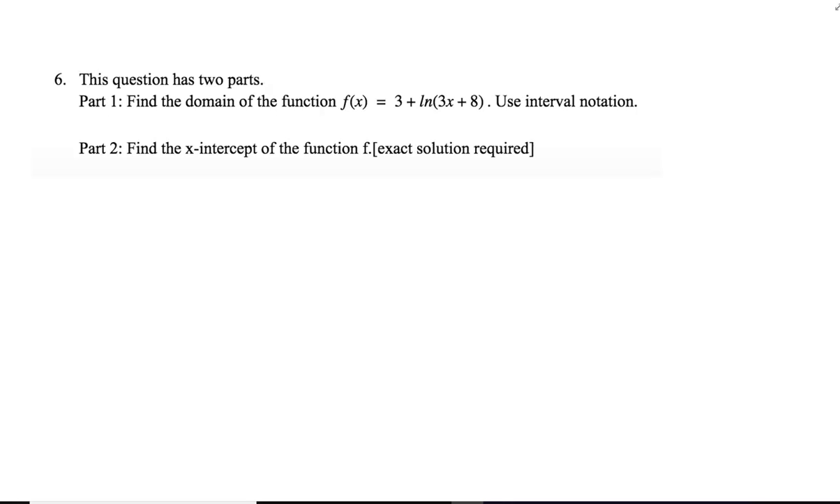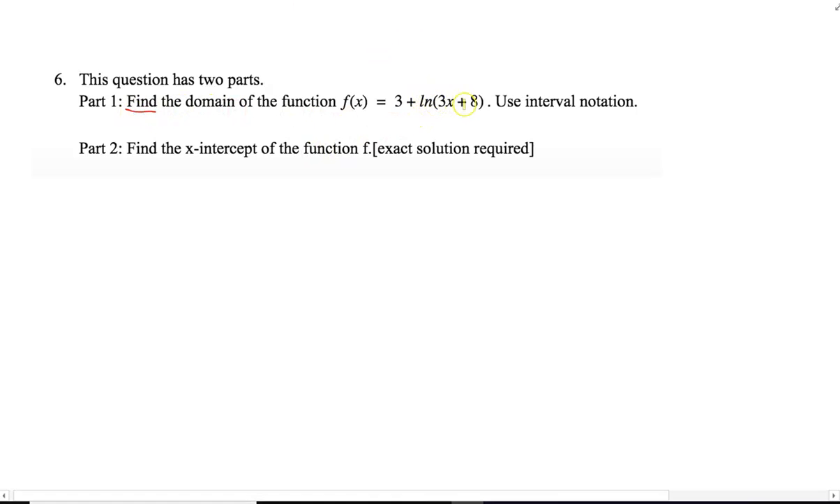Hello everyone. In this lesson we will solve a number of problems from the review for the second unit. The first question we're solving is a domain problem. It says the domain of a function f of x is equal to 3 plus ln of 3x plus 8, and we're trying to find the domain of that function.